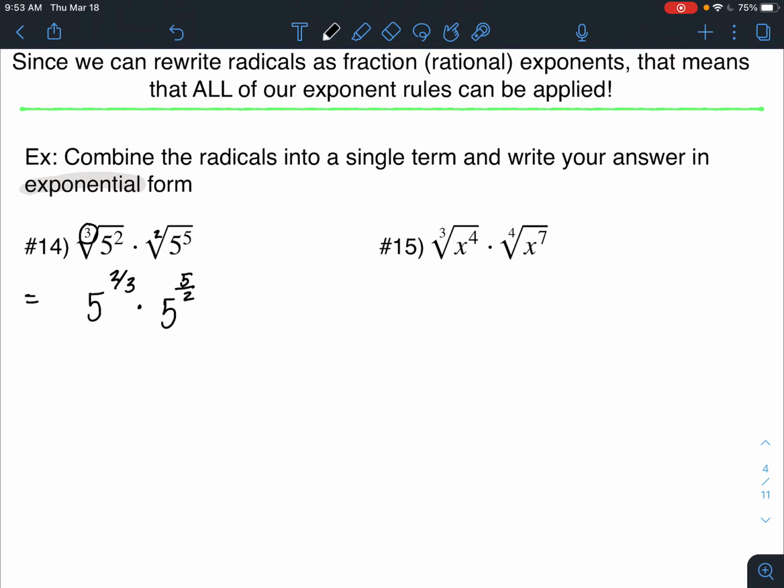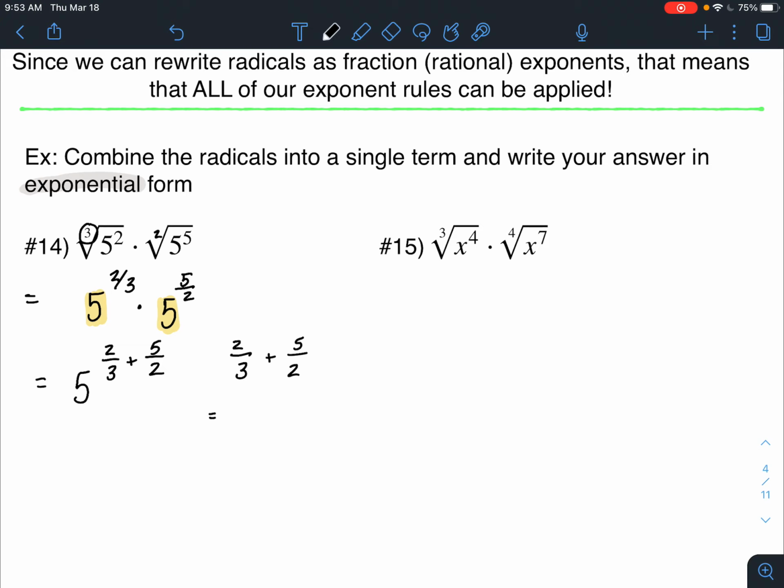So then we have the same base. Because these are both 5s, we can apply our exponent rules. If they were different numbers, we wouldn't be able to do this. Because we are multiplying, I'm going to be adding my exponents. So I'm going to go off to the side to do my fraction math.